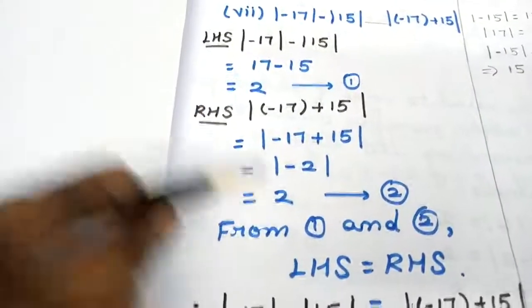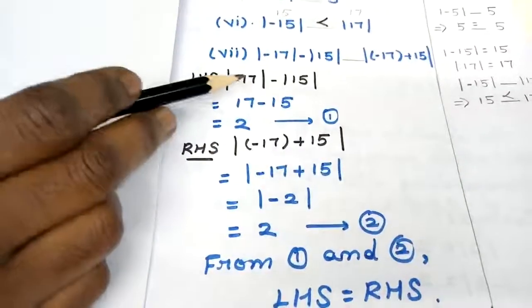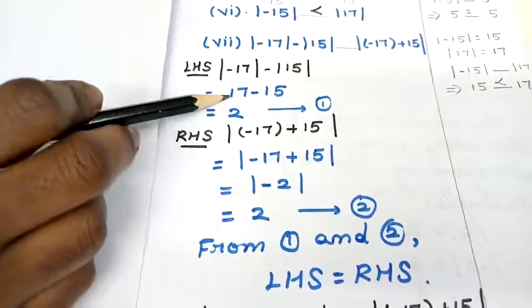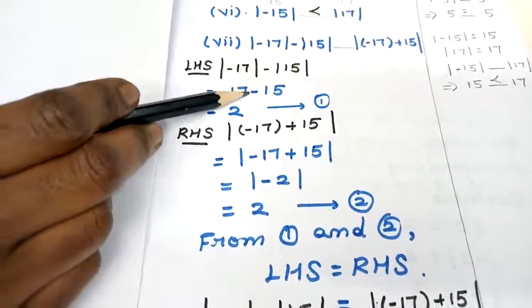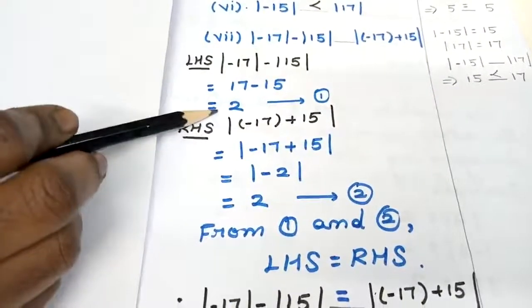Seventh question, you have to solve the problem and then find the answer. While I am solving, I will get the answer like this. I am going to take the left hand side. That is absolute value of minus 17 is 17. This negative sign, write it as it is. Absolute value of 15 is 15. Calculate, you will get the answer as 2.